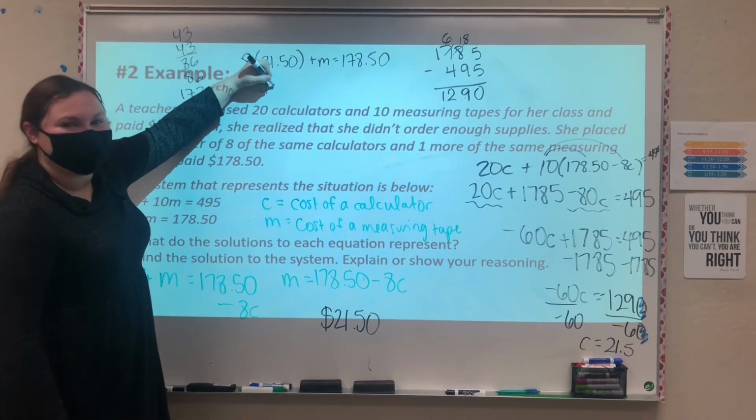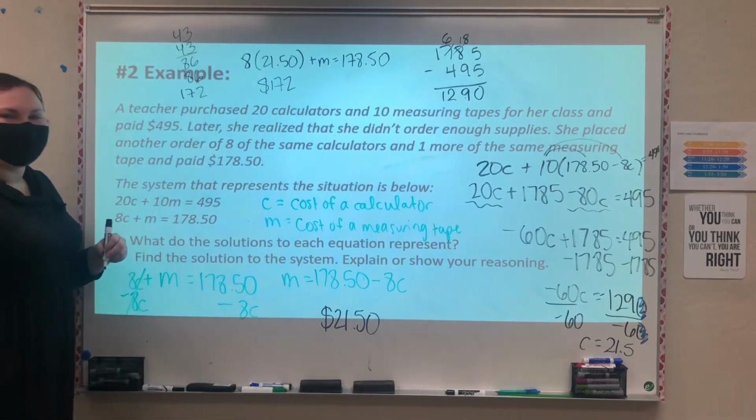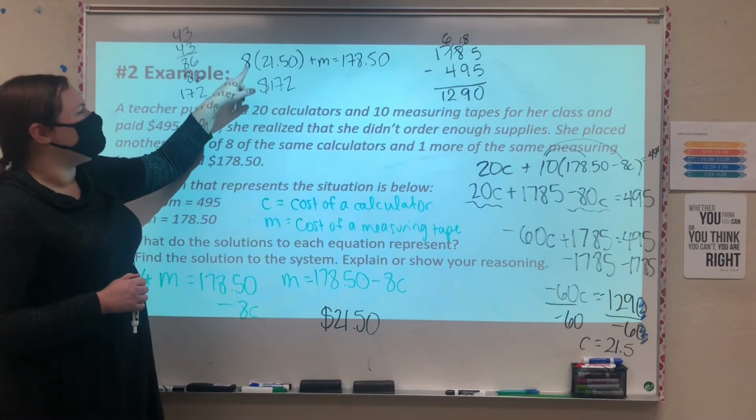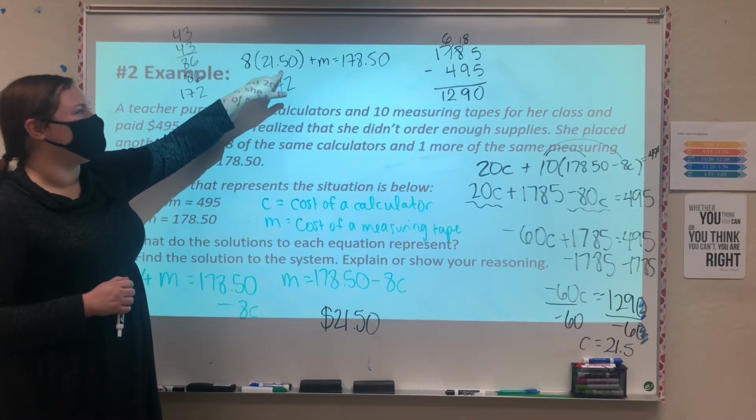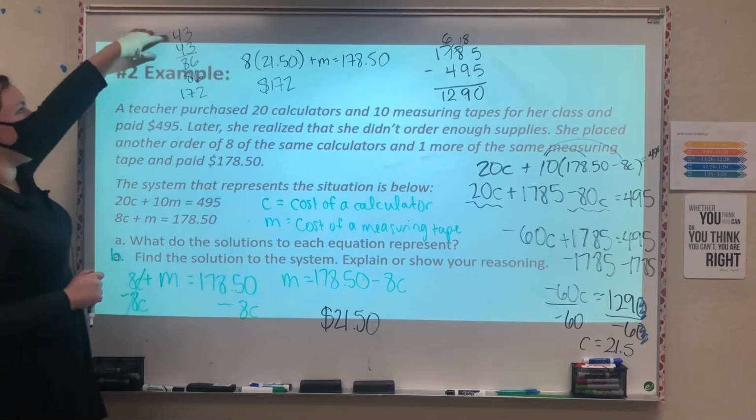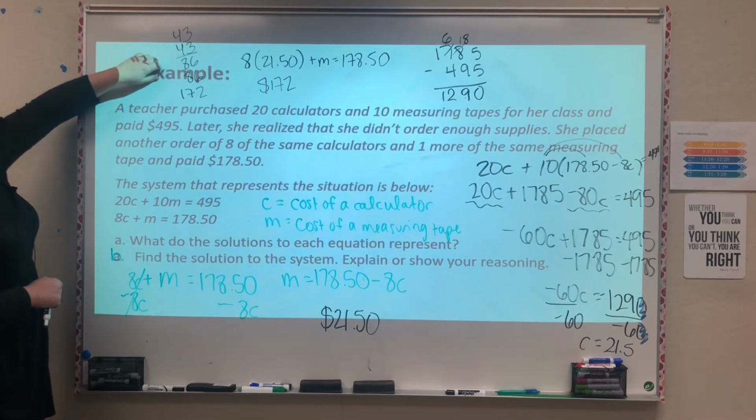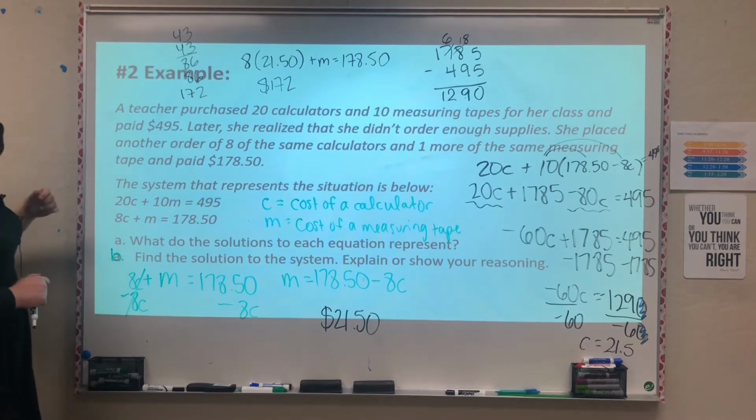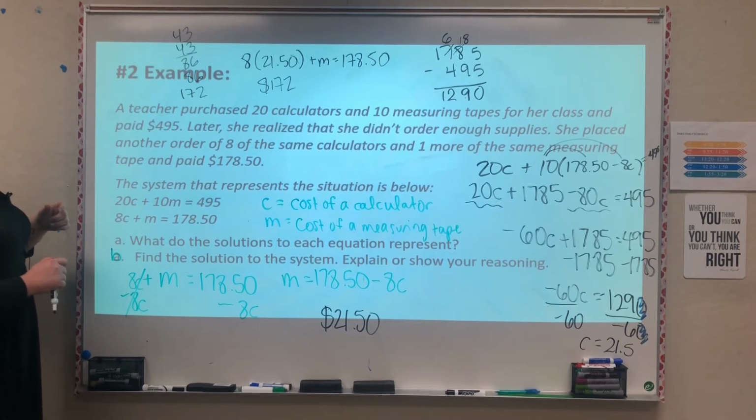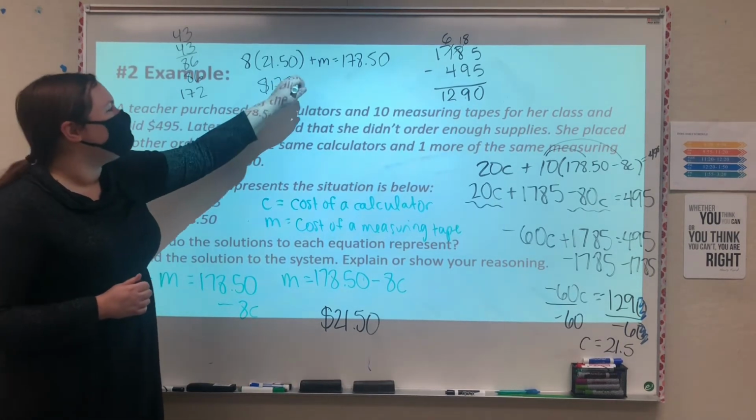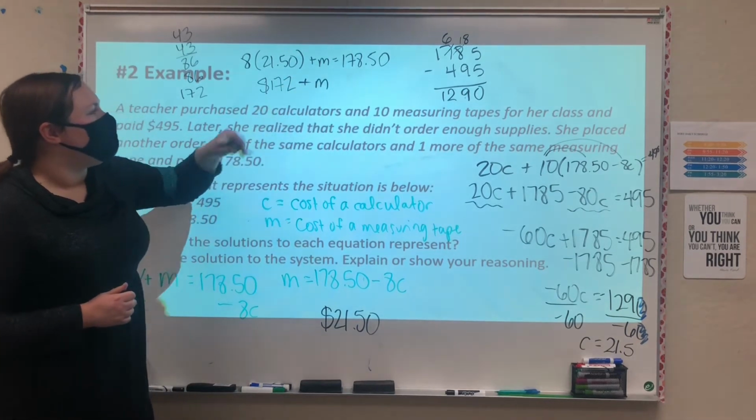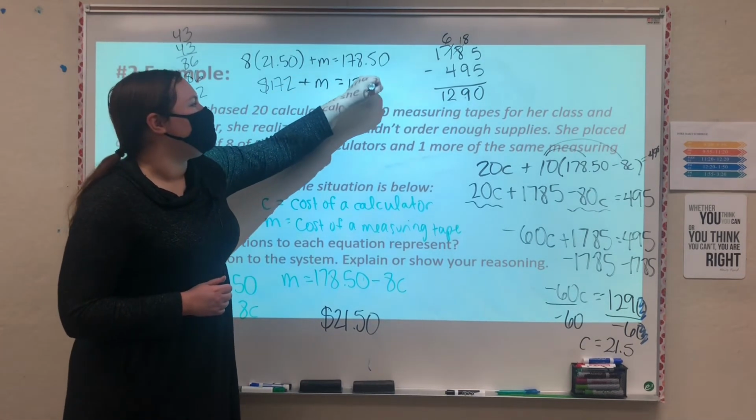I don't know if that picked up on the video, but I'm just going to repeat it. So he said, well, 2 times 21.50, he got the 43. So that's 2 calculators, 4 calculators, and then that got us to our 8 calculators. Nice. So we got 172 plus our measuring tape gives us the 178.50.